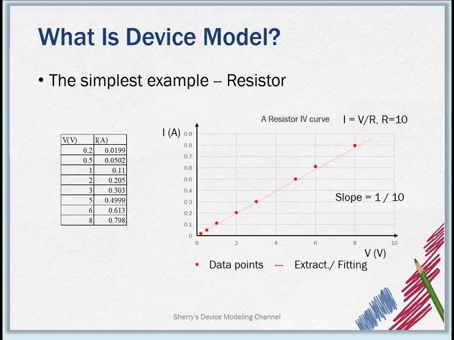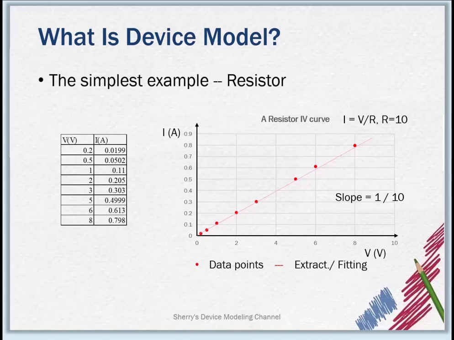The slope of this line is 1 over 10. That means when the R value equals 10, the line can perfectly fit the data. Then the equation I equals V over R is just a model for the resistor, and for this specific resistor, the parameter R equals 10. When I have this model, I can use it to predict the current output for a certain voltage input.